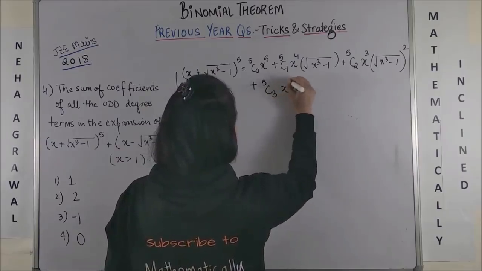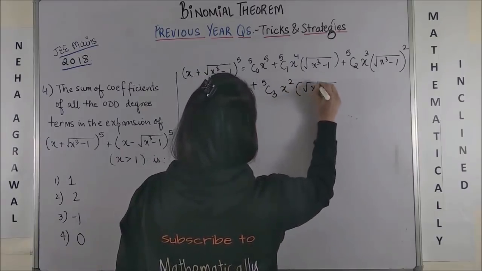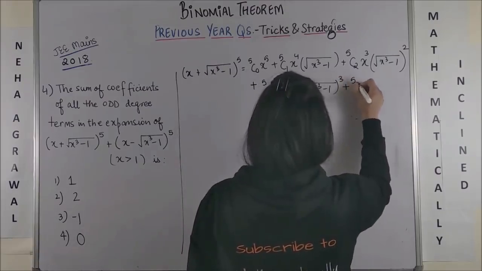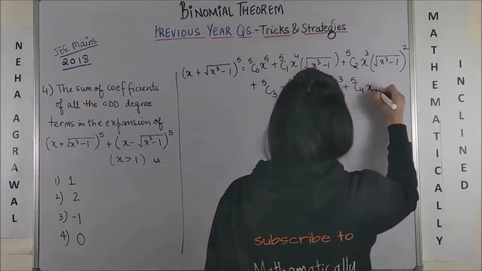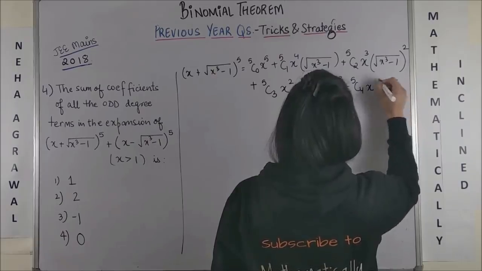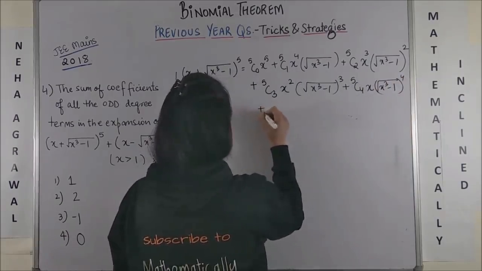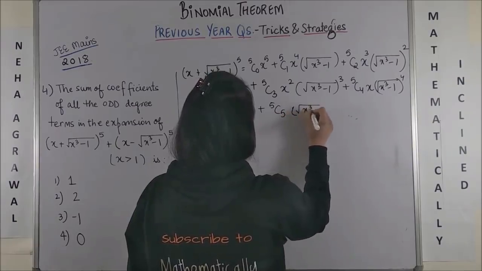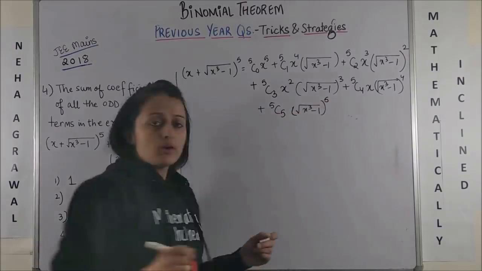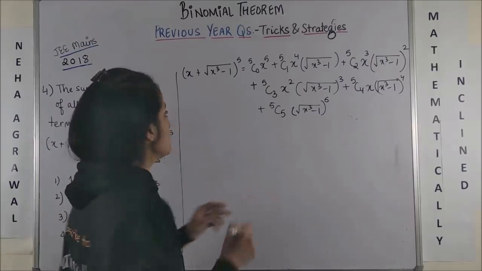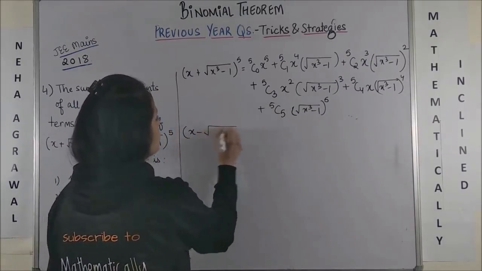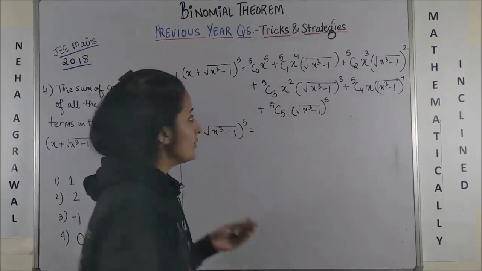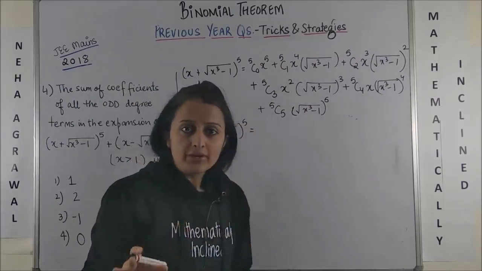5c3 x square x cube minus 1 whole cube plus 5c4 x into x cube minus 1 raised to power 4 and plus 5c5 x cube minus 1 raised to power 5. Only one expansion was difficult because the other one is going to alternate in its sign. So even if you don't want to write, you can skip.